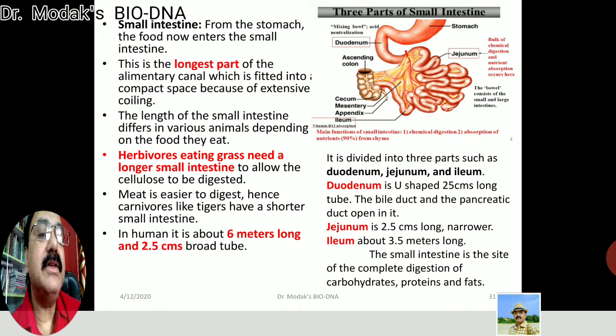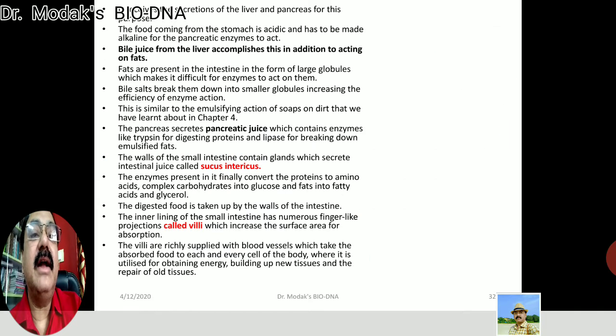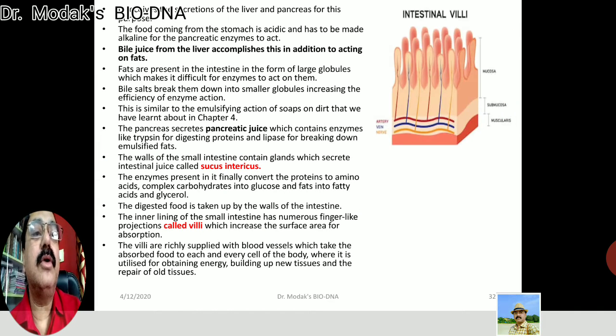Then the jejunum is about 2.5 meters, comparatively longer, a very narrow tube, and the ileum is very long, about 3.5 meters long. The small intestine is the site of the complete digestion of carbohydrates, proteins and fats. Try to understand, friends, it is the site where digestion of carbohydrates, proteins and fats completes, and therefore it plays a very important role.